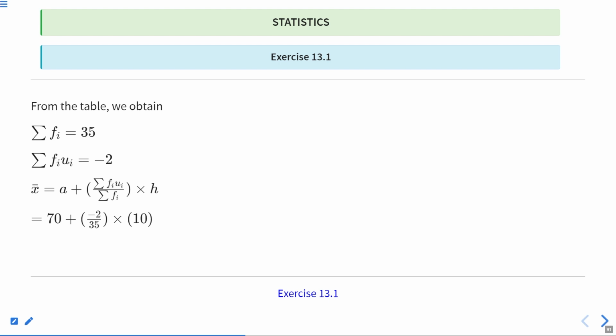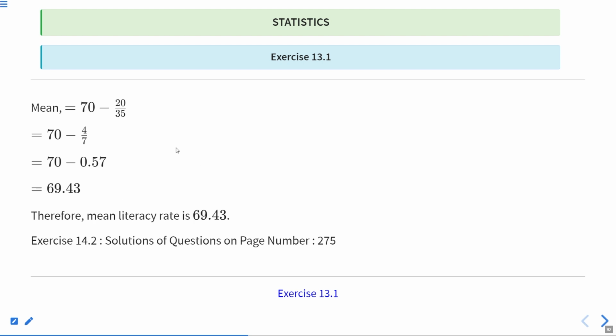So the mean is equal to 70 minus 20 by 35, which is equal to 70 minus 4 by 7, which is equal to 70 minus 0.57, which is equal to 69.43. Therefore the mean literacy rate is 69.43. So this is the solution of Exercise 14.2.